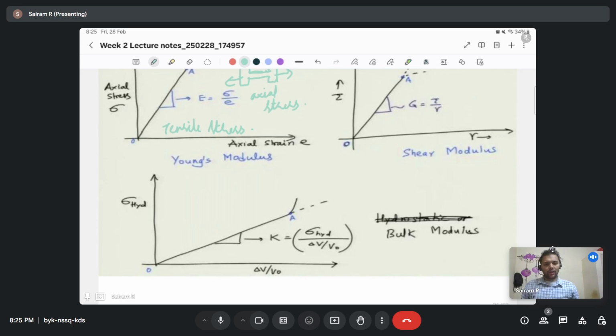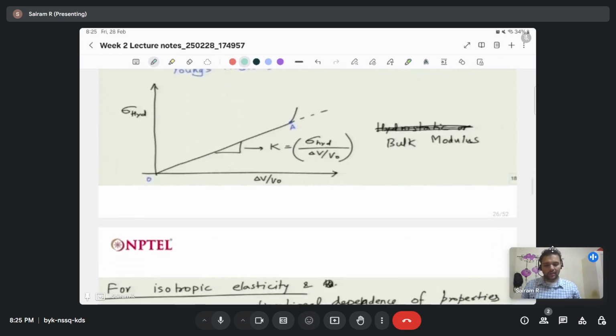And when we plot shear stress versus shear strain, the slope of the linear region is the shear modulus. The slope of the linear region of the curve between the hydrostatic stress and the fractional volume change basically gives us the bulk modulus.